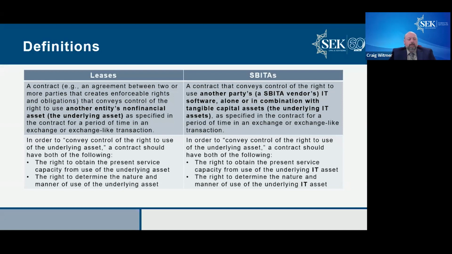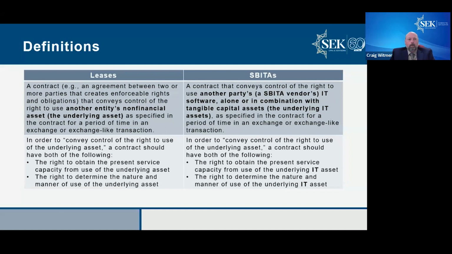So the SBITAs, obviously a little bit different here. We're not talking about a physical, tangible asset, but the concepts here are essentially the same, where it's a contract that conveys the control of the right to use another party's or SBITA vendor's IT software, and that could be a loan, a contract just for the software itself, or in combination with a tangible capital asset, and that has some ramifications that we'll talk about here in a few minutes.